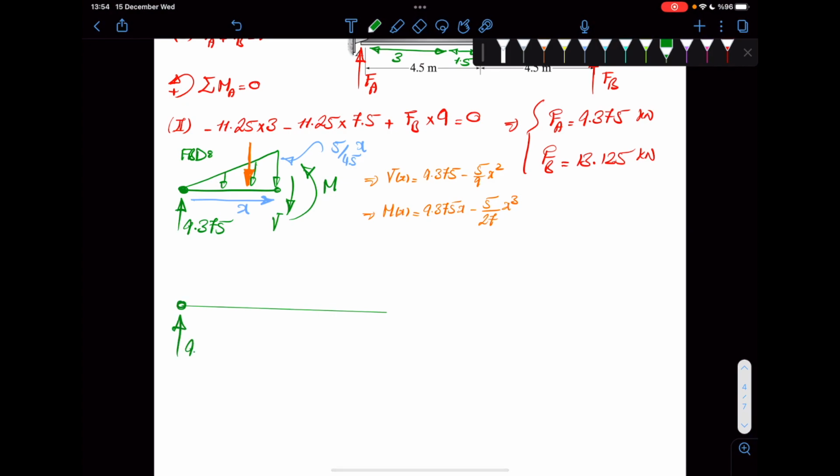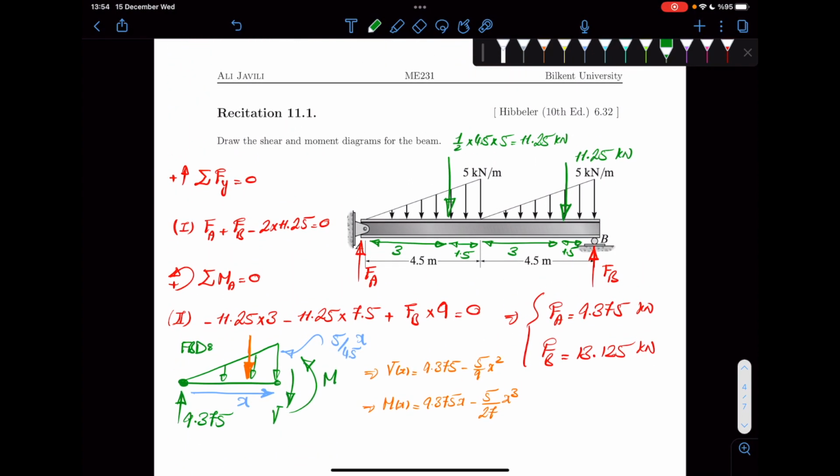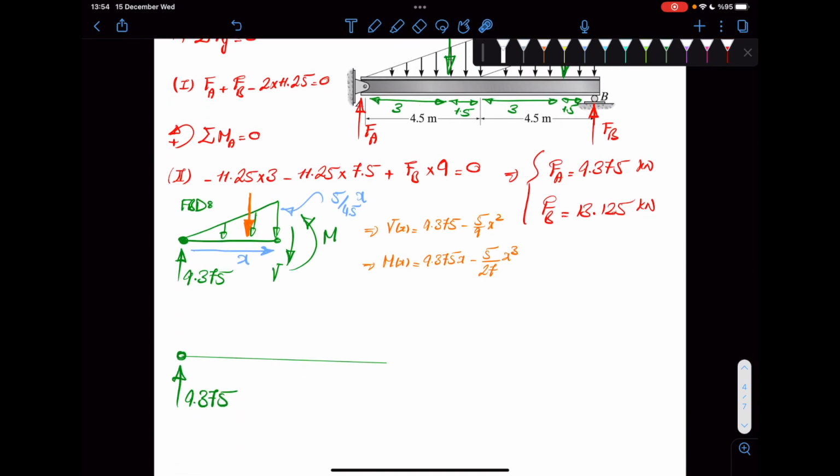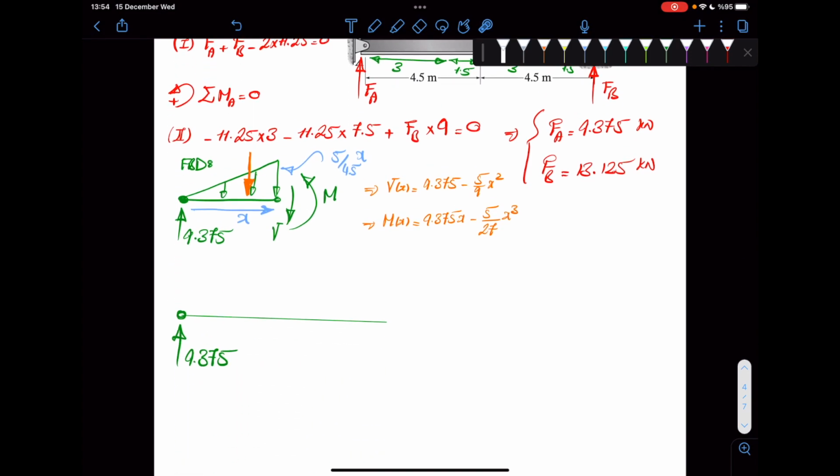So you have 9.375. I use this concentrated force instead of the distributed force. And okay, so we assume this comes up to here, we have 11.25 kilonewton downwards here.